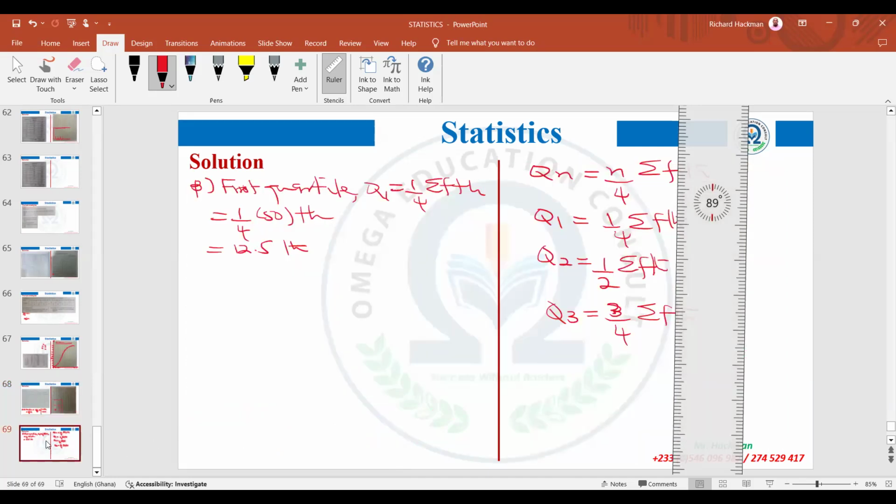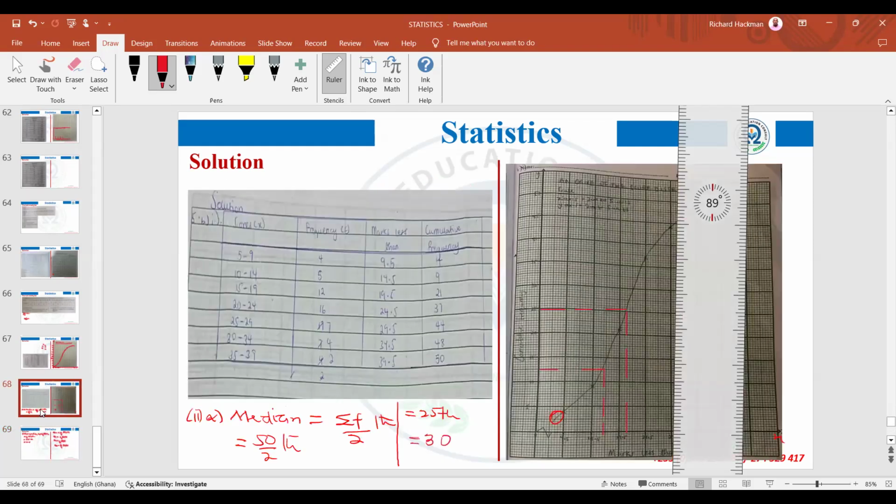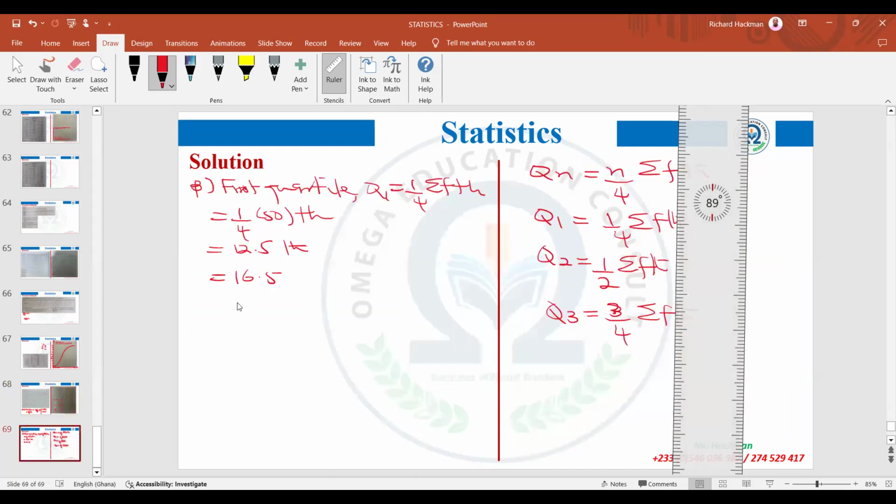So my final answer will be 16.5. But I think the question asks us to get a certain approximation. Did you consider that in our first answer? I think it was nearest whole number. Yes, it is nearest whole number. So we have to take this one to 17. Is that clear?